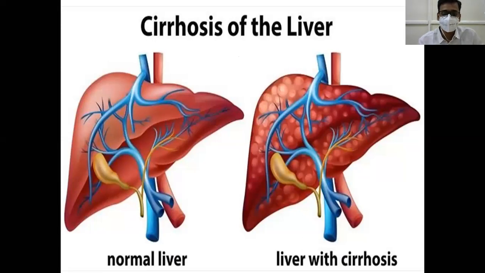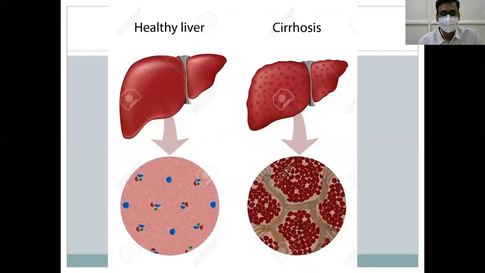This is how a normal liver and a liver with cirrhosis look like. On your right side, you can see the liver with cirrhosis, where you can see nodularity on the surface. It occurs because of the scarring. Scarring of the normal liver tissue leads to the nodularity. This is a biopsy or cross section of the normal healthy liver and a cirrhotic liver.